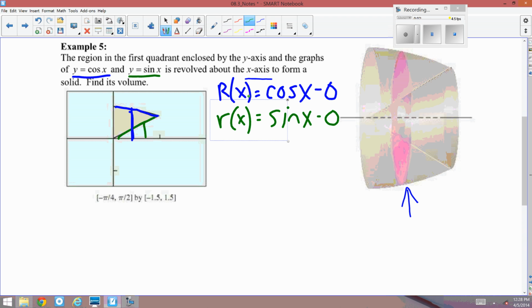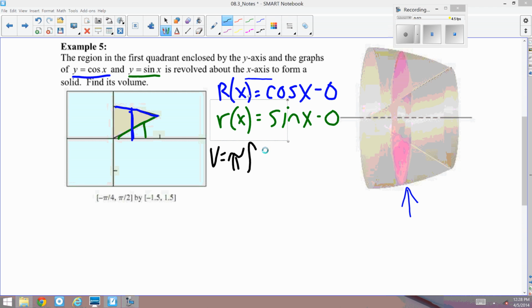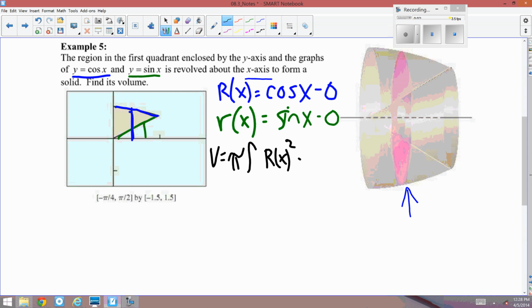So to find the volume of this, we're going to do volume equals pi times the integral of the big radius squared minus the little radius squared dx. Okay, because we get our width of dx here. And now the only other thing is we need to figure out what x values we want. So where is sine of x equal to cosine of x? Hopefully you remember that's at pi over 4. Okay, so we're going to go from 0 to pi over 4.